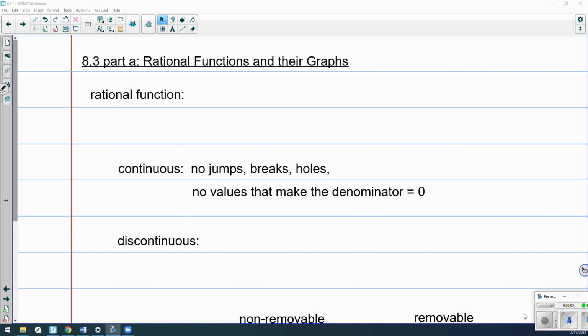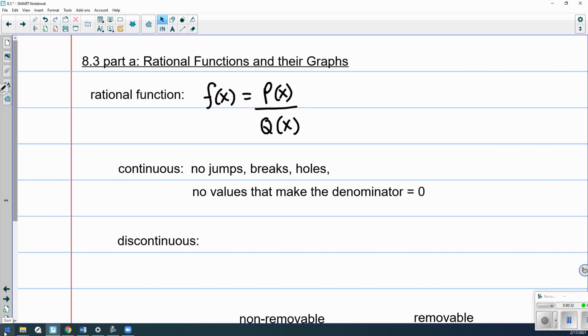Here we go. In section 8.3, we're going to take a look at graphing rational functions. With a rational function, we're looking at some f of x where the numerator is a polynomial and the denominator is also a polynomial. We often refer to these as p of x and q of x. I don't know why they chose those variables, but mathematicians and textbook writers call them p and q.